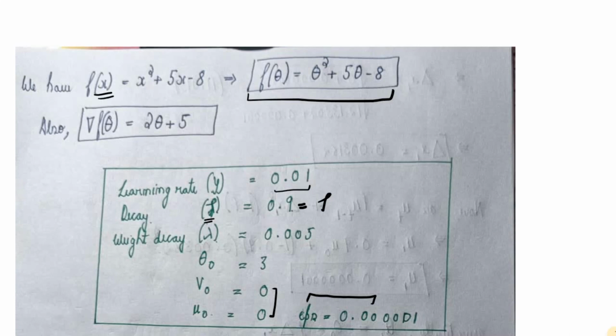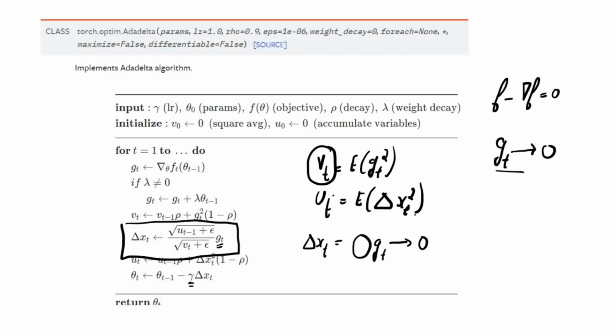Now just to reiterate, this is how the algorithm is supposed to look. We have gamma, we have the value of rho, we have the value of lambda, we have V0 and U0 set to 0. So basically we have initialized these terms, and also we have considered the value of theta naught as 3.